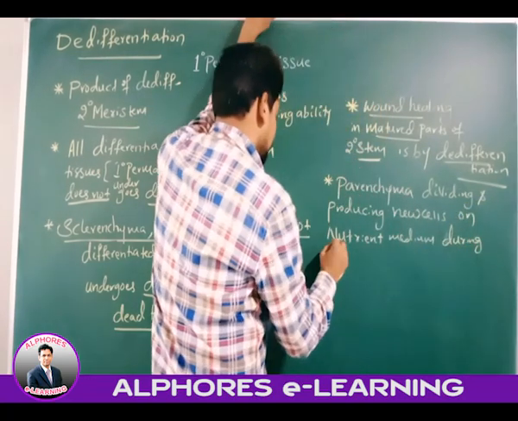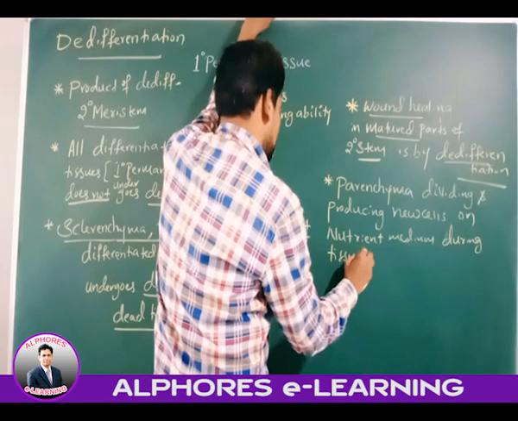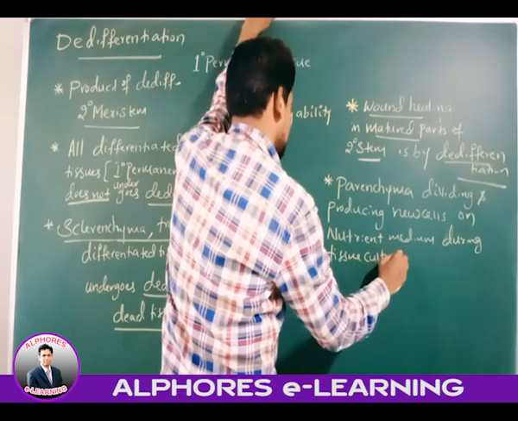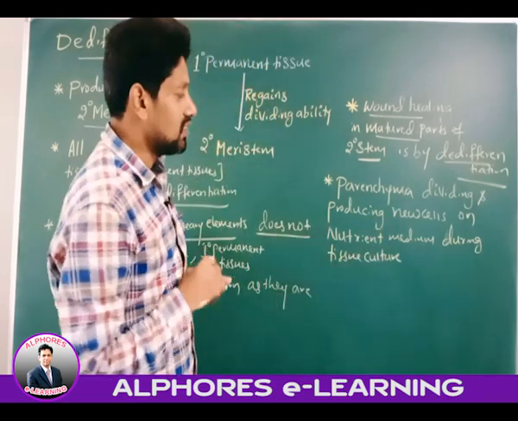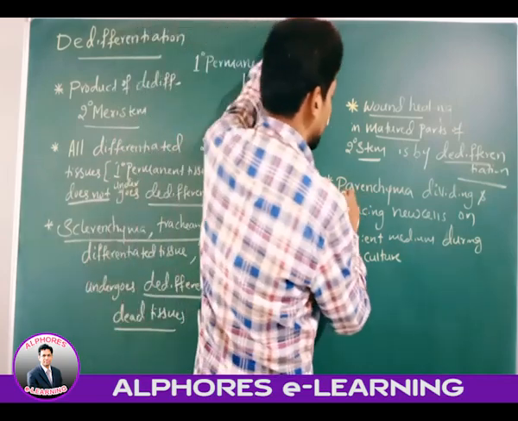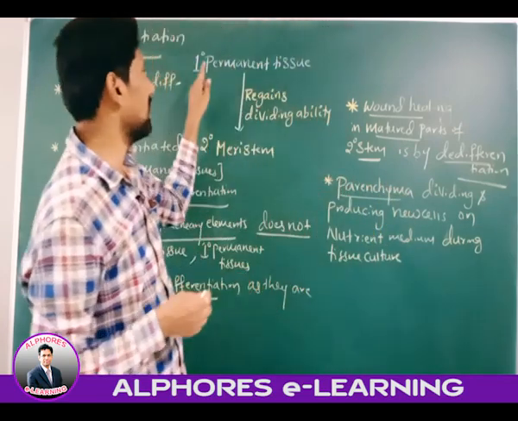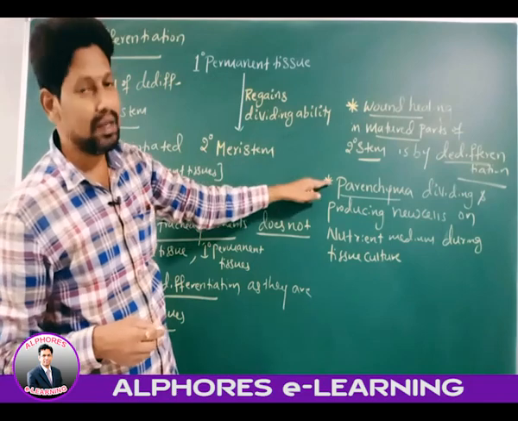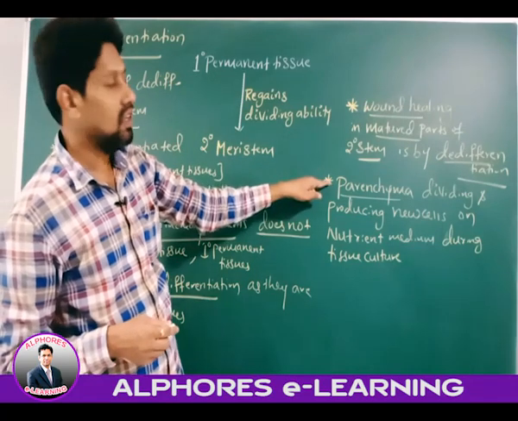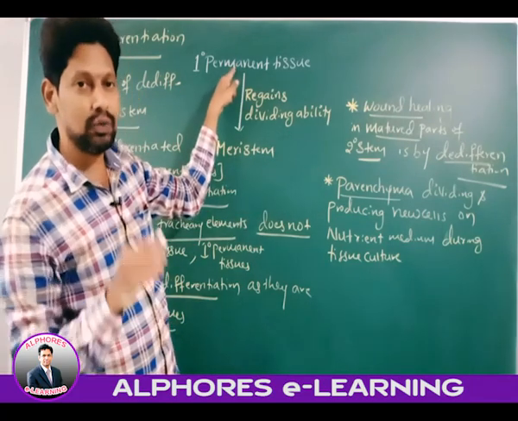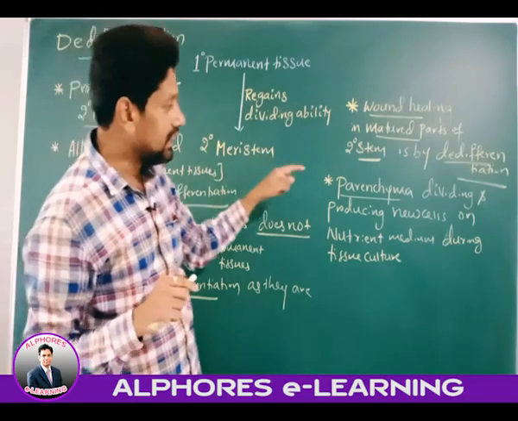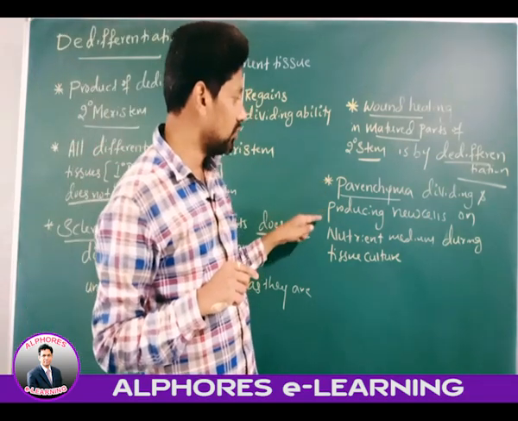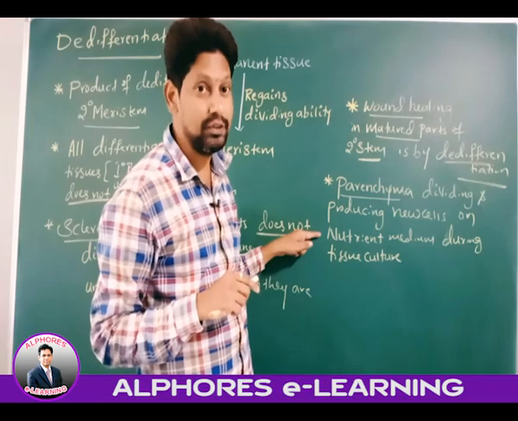When, sir? During tissue culture. Listen to this statement. Sir, parenchyma is a permanent tissue. Yes or no? It is a primary permanent tissue. Sir, can a primary permanent tissue divide? No. But we are writing the statement that it is dividing and producing new cells on nutrient medium during tissue culture.